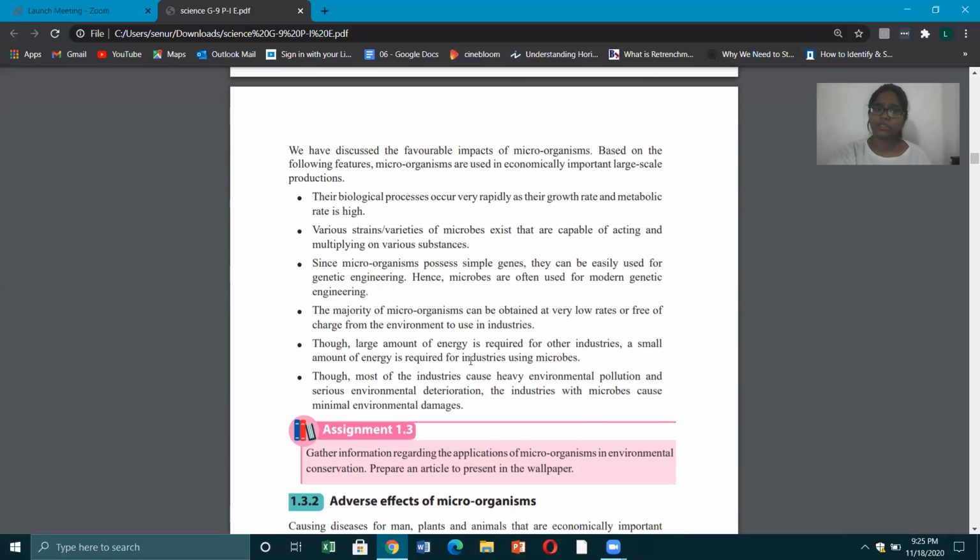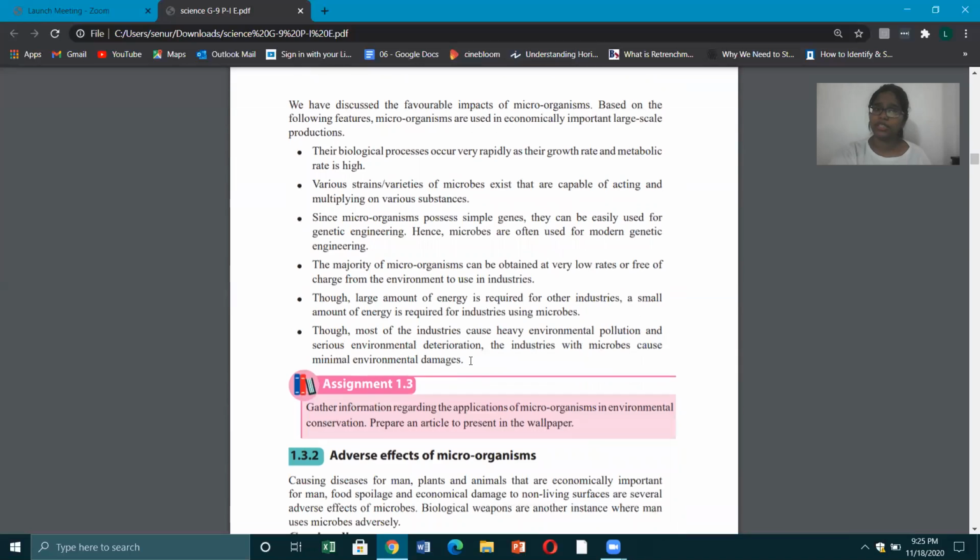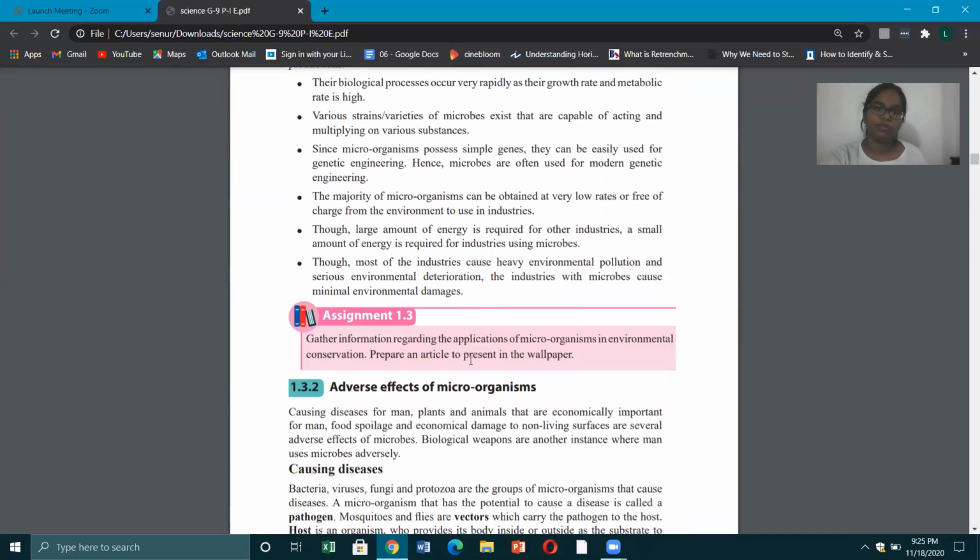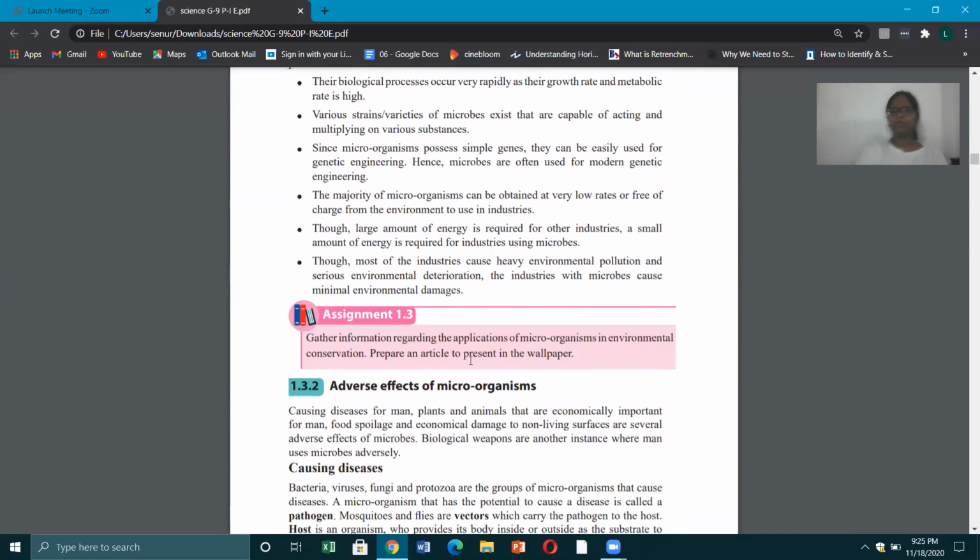Why can microorganisms be used for modern genetic engineering? Because their genes are very simple, not like us. They don't have complex or complicated structures. Next, the majority of the microorganisms can be obtained at a very low rate or free of charge from the environment.